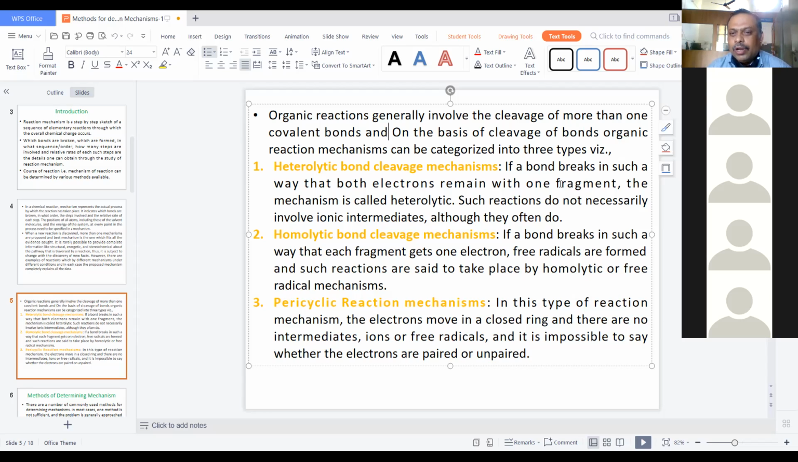Now, the homolytic bond cleavage mechanism: if a bond breaks in such a way that each fragment gets one electron, free radicals are formed, and such reactions are said to take place by homolytic or free radical mechanisms. We see what the homolytic mechanism is.